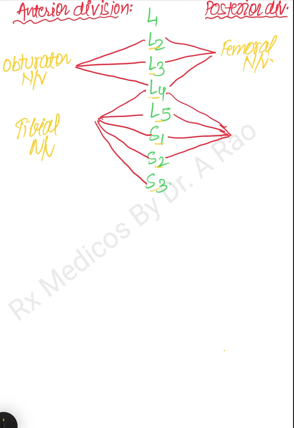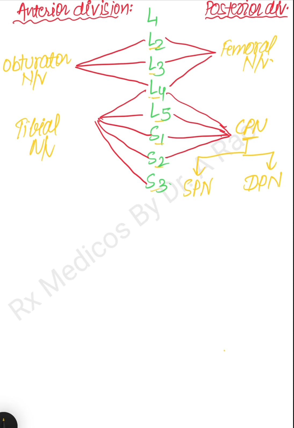And from the posterior division of L4, L5, S1 and S2, the common peroneal nerve, or common fibular nerve, arises, which further divides into the superficial peroneal nerve and deep peroneal nerve near the neck of the fibula. Here these nerves are more superficial, which is why they are more prone to injury. So we say that the common peroneal nerve is the most commonly injured nerve of the lower limb, and one clinical aspect related to it is foot drop, which we will discuss in a later video.